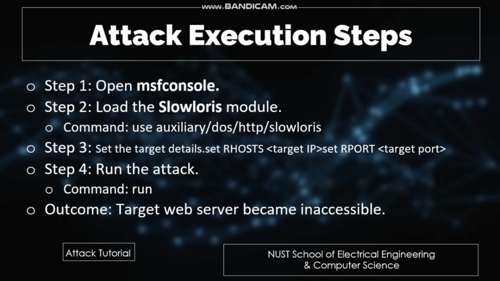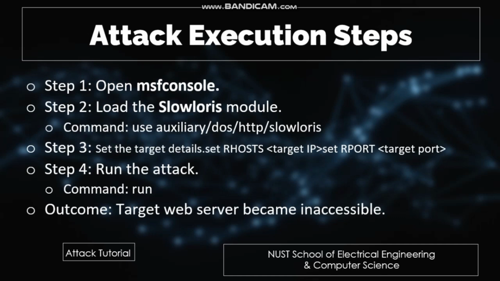Here are the step-by-step execution details of our attack. First of all, after opening the MSF console command line interface, we load the Slowloris module using the command use auxiliary/dos/http/slowloris, and in step 3, we set the target for the Slowloris attack by setting our host as the target IP address.